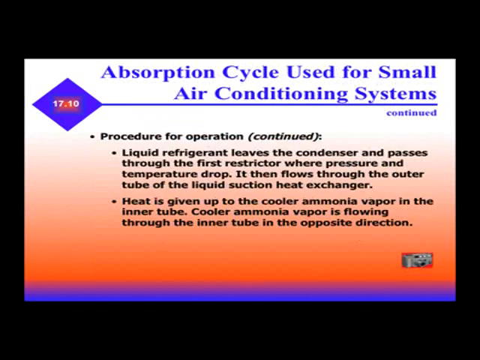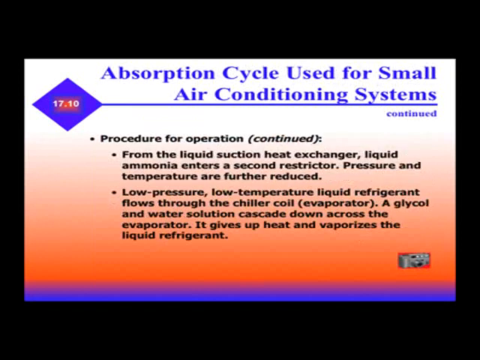Liquid refrigerant leaves the condenser and passes through the first restrictor, where pressure and temperature drop. It then flows through the outer tube of the liquid suction heat exchanger. Heat is given up to the cooler ammonia vapor in the inner tube. Cooler ammonia vapor is flowing through the inner tube in the opposite direction. From the liquid suction heat exchanger, liquid ammonia enters the second restrictor. Pressure and temperature are further reduced.